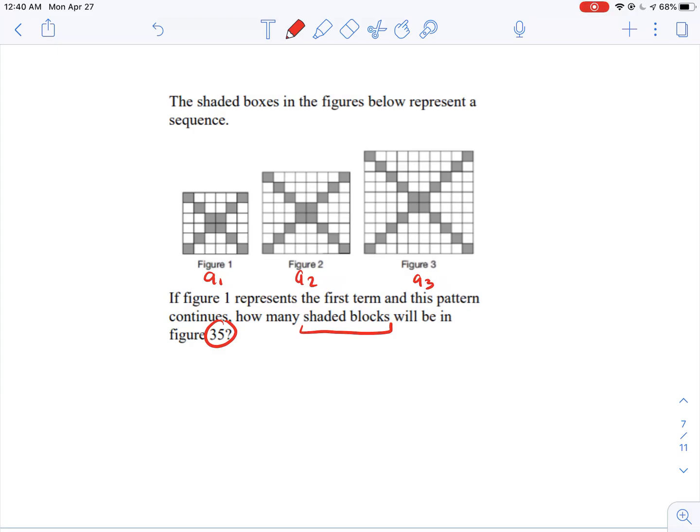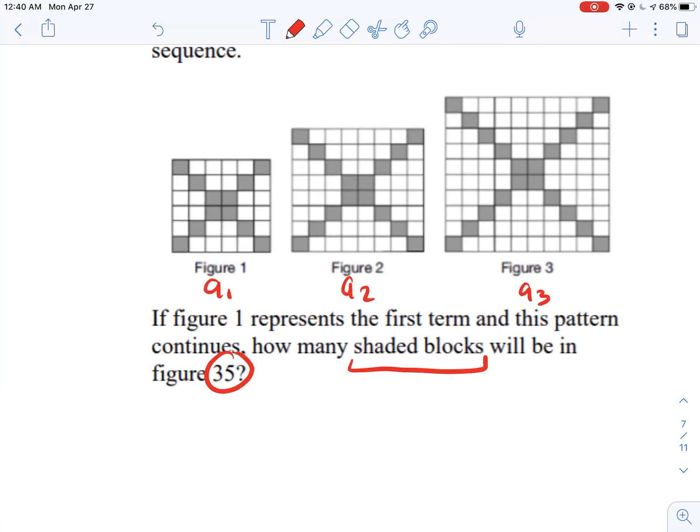Now, I don't know about you, but on a test, I would not have time to draw another 32 boxes following this pattern. So we should look at a relationship between the numbers. So let's count the number of shaded boxes. 1, 2, 3, 4, 5, 6, 7, 8, 9, 10, 12. 12. So now when we look at figure 2, let's see how it changes from figure 1.